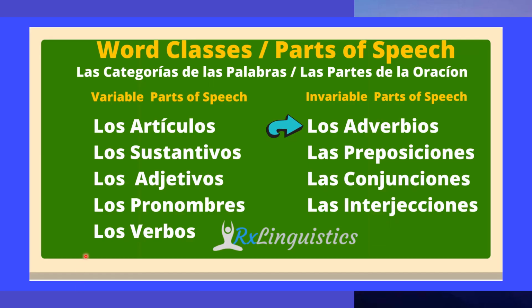En la lección de hoy vamos a estudiar los adverbios y luego las preposiciones.